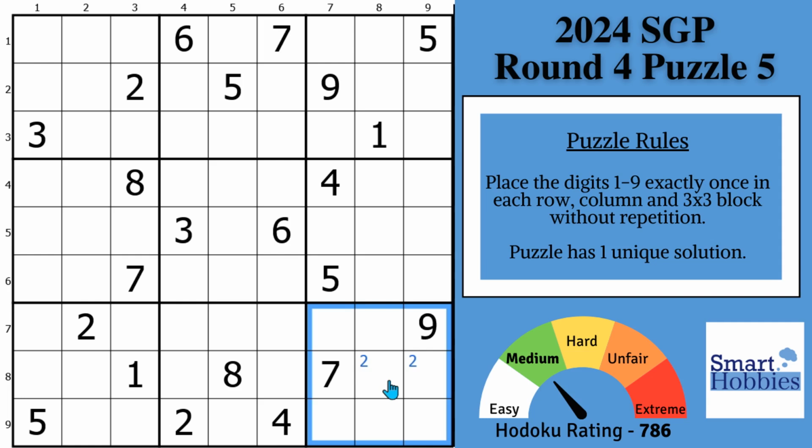Greetings, friend. I'm helping you solve round 4, puzzle 5, the 2024 Sudoku Grand Prix. It's rated 786 medium. This is the last and hardest of the round 5 classic Sudokus. I will show you the problem with relying too much on just Snyder notation to solve these types of puzzles, and then what you can do to overcome it.